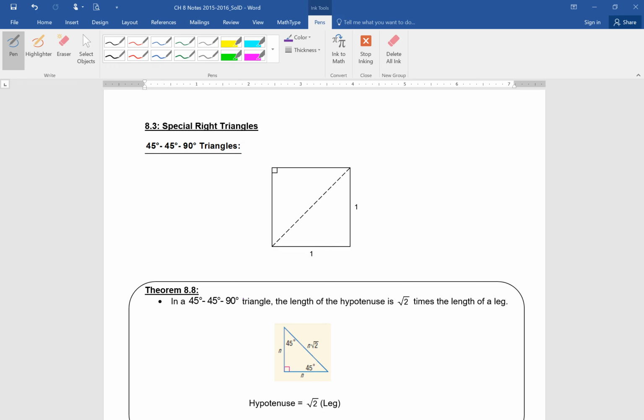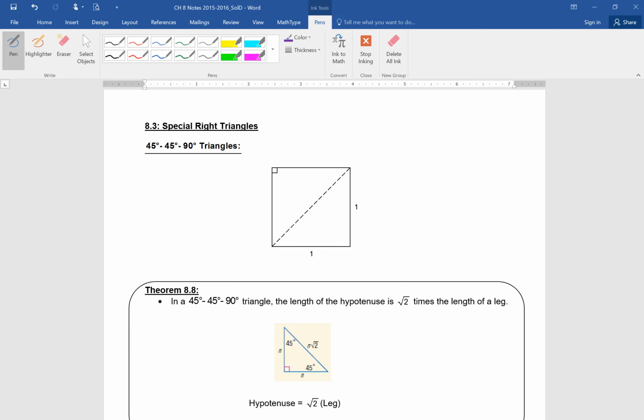Okay, so let's talk about this then. We've been talking about right triangles. And what classifies a right triangle is that it's got a 90-degree angle. And the other two angles, the two acute angles, all we know is that they add up to 90. They're complementary, but they could be any combination, okay?